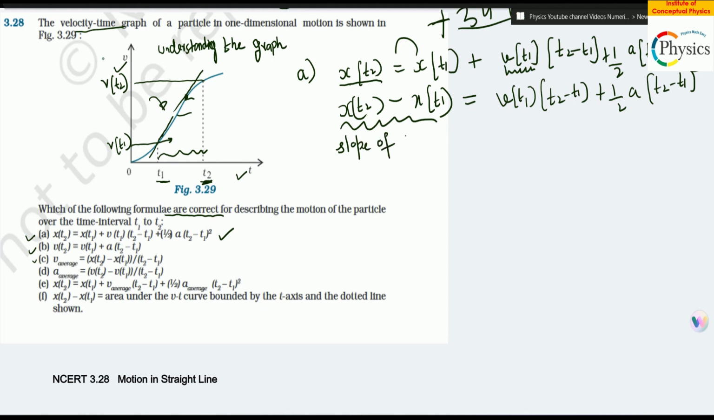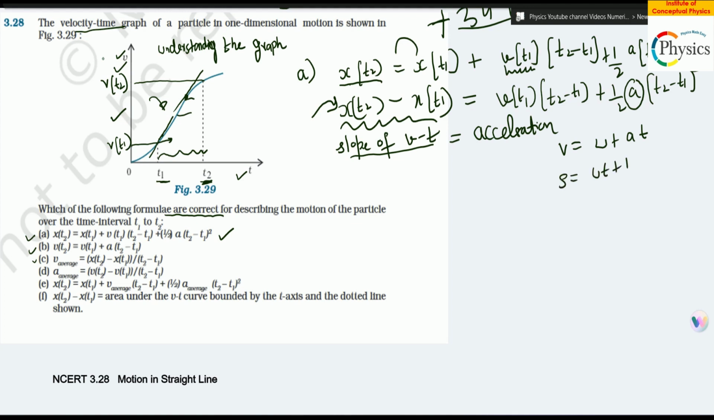And what is the slope of a VT graph going to give you? Isn't this a VT graph? It's a V and T graph. Slope of a VT graph gives you acceleration. Now, if you look into this particular equation, the impression it gives you is that the acceleration is uniform, right? V is equal to U plus AT, or S is equal to UT plus half AT square, or V square minus U square is equal to 2AS.